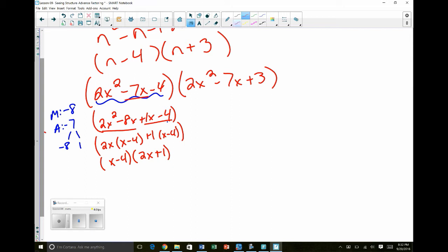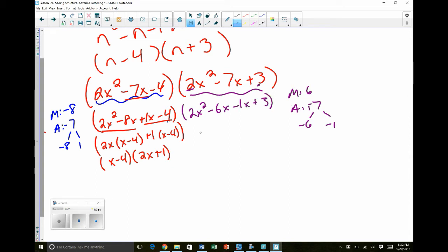Now let's look at the second trinomial over here. The leading coefficient's not 1, so what multiplies to 6, 2 times 3, that adds to negative 7? Well, that's negative 6 and negative 1. Negative 6 times negative 1 gives me 6, and that adds to negative 7. So I'm going to split that middle term apart as −6x − 1x + 3.